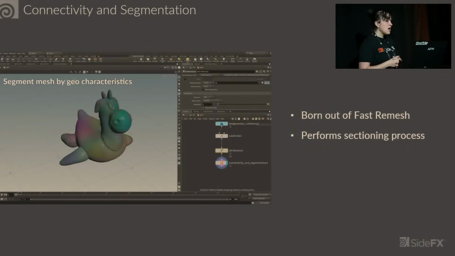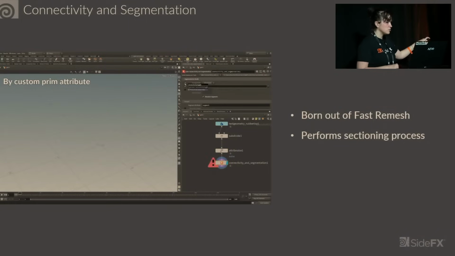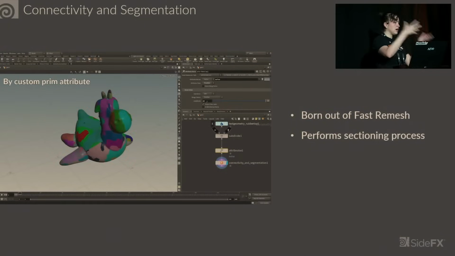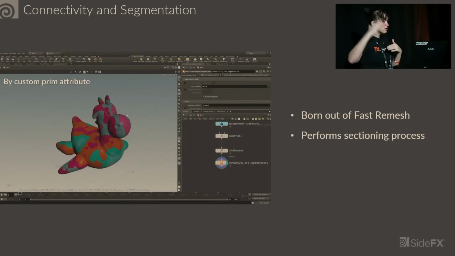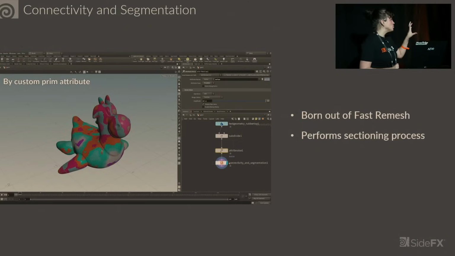Well, I got a suggestion from Paul, a former member of SideFX. He said, hey, I just want the sectioning part. I don't want the remeshing part. So can you take the sectioning part out and make that its own tool? And I was like, oh yeah, absolutely. I just took the node network out of Fast Remesh, cleaned it up a little to work in a different workflow, and released it as its own tool.